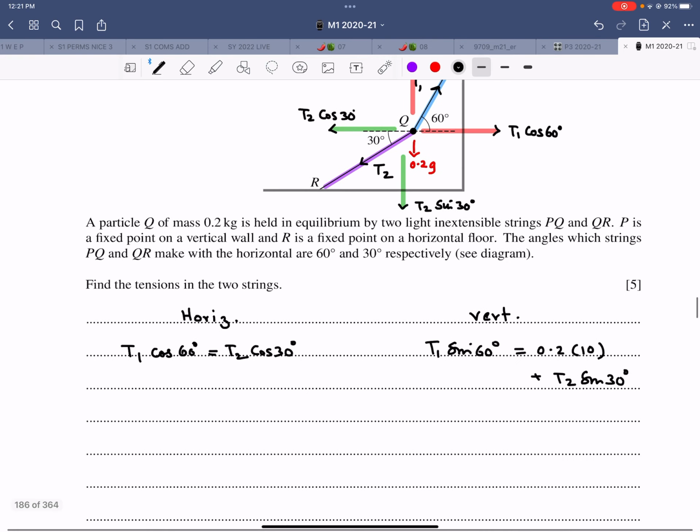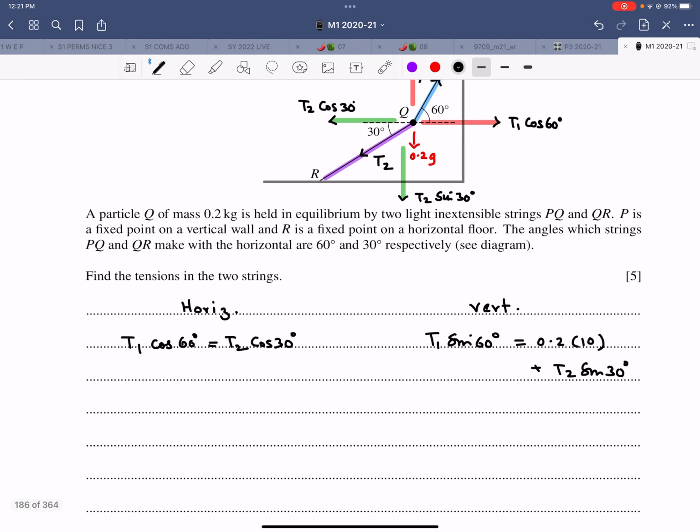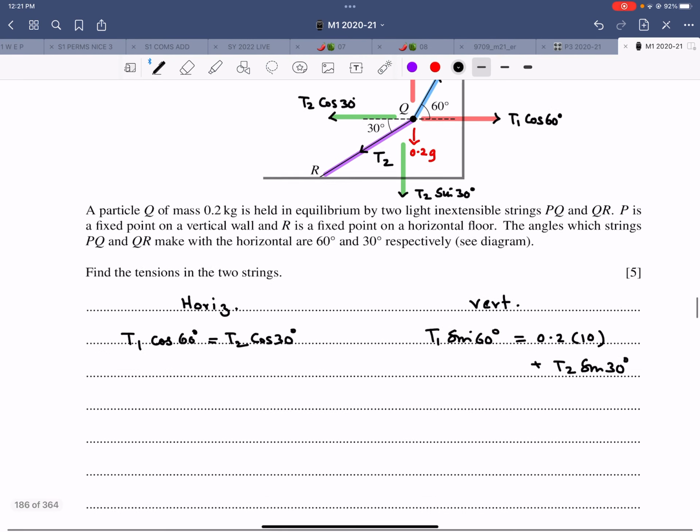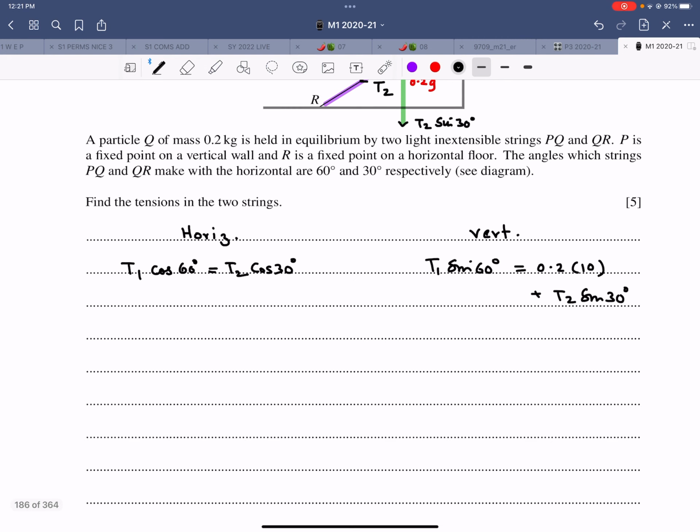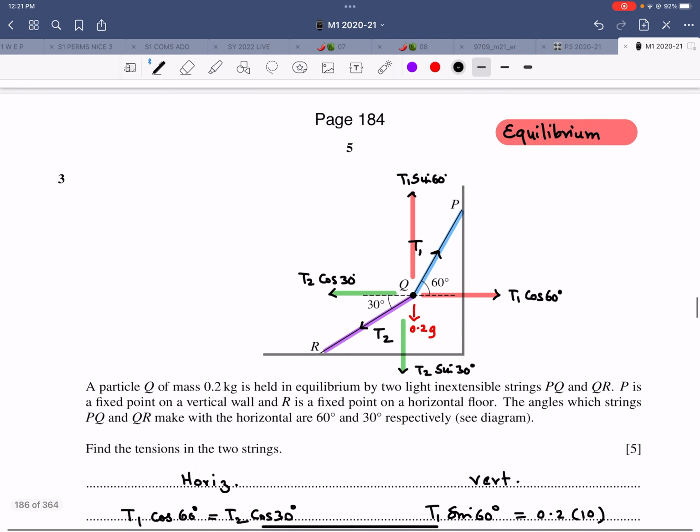Now it does not say that you have to work in the exact form or anything like that, so just comfortably work in decimals. Just for the first part, let me see if I can work in exact form. Yes, I can. T1 multiplied by half is T2 multiplied by root 3 over 2. So the 2 cancel. Basically, T1 is T2 multiplied by root 3. And then I can substitute and later on use a calculator. So that's my choice. This thing is easy.